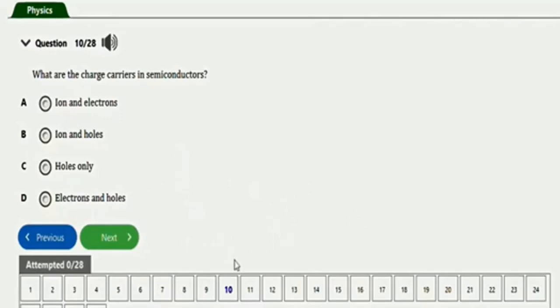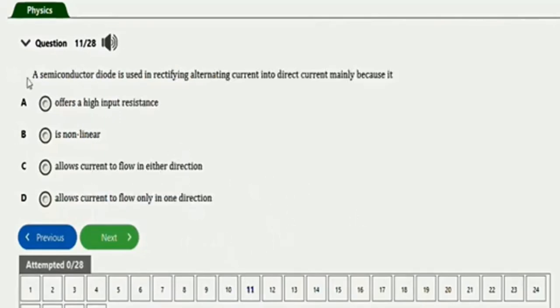So next question will be this one. It says a semiconductor diode is used in rectifying alternating current into direct current mainly because it offers high input resistance, is nonlinear, allows current to flow in either direction, allows current to flow only in one direction. So the right option is option D, which is allows current to flow only in one direction.